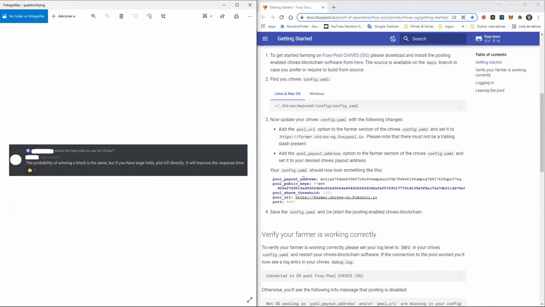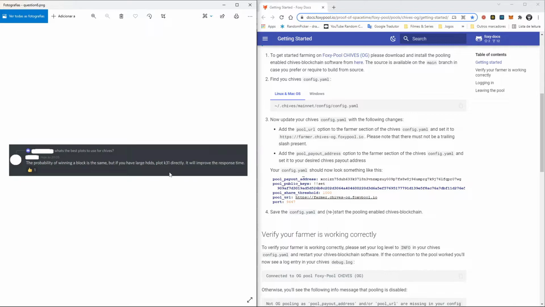So I have another question made today on the Discord, and this is a really important one. What is the best plot to use for Chives? You can use any one of those, K29, K30 or K31. The probability of winning a block, in fact, is the same, but if you have a large HDD, plot K31 will be better to improve the response time.